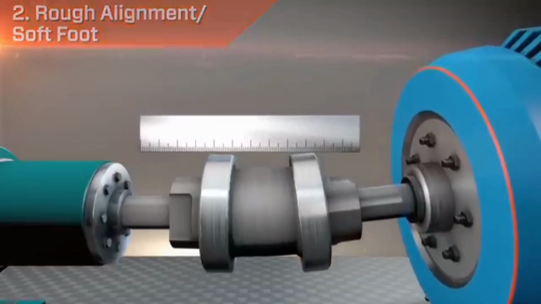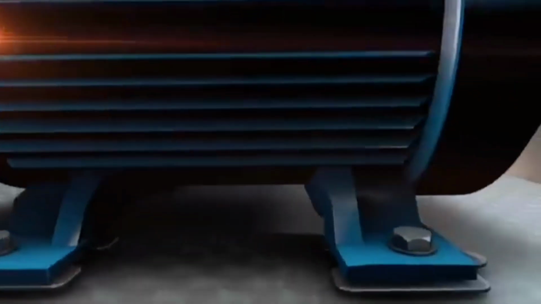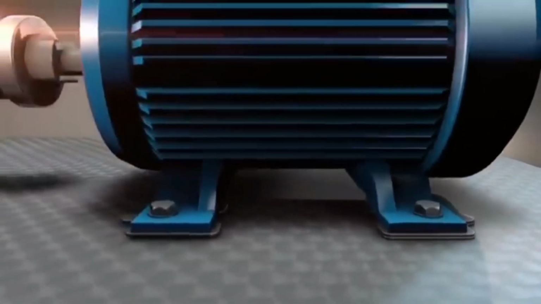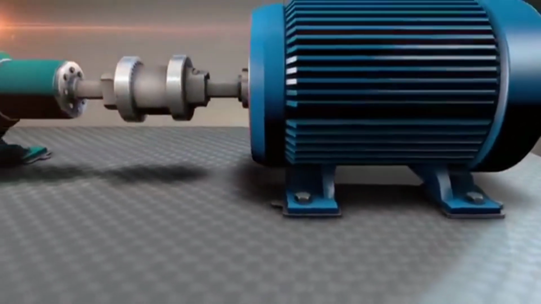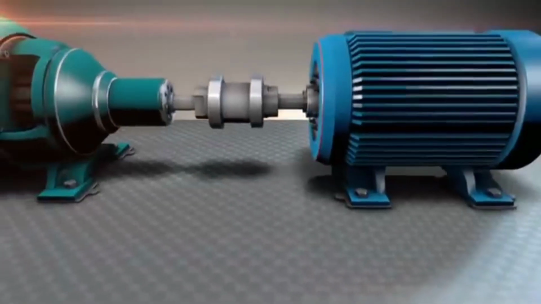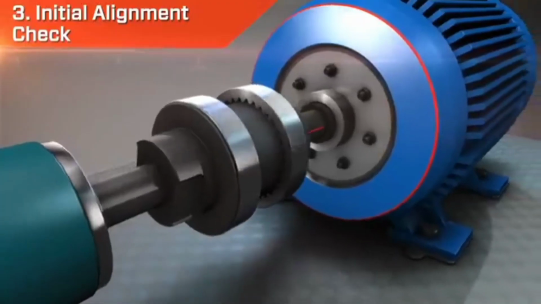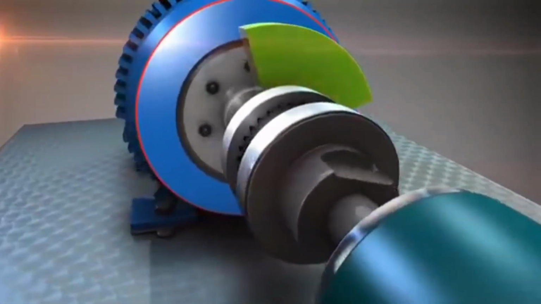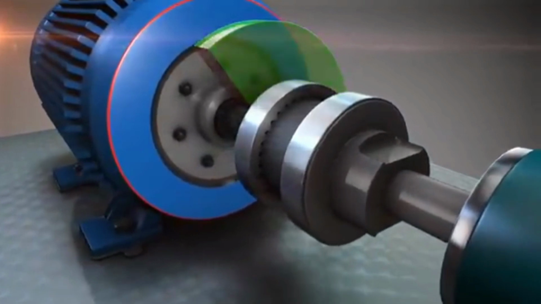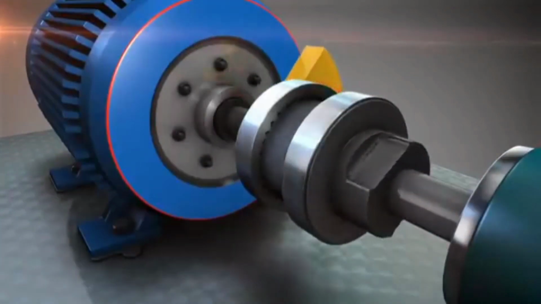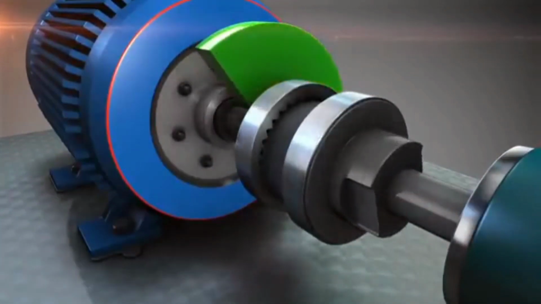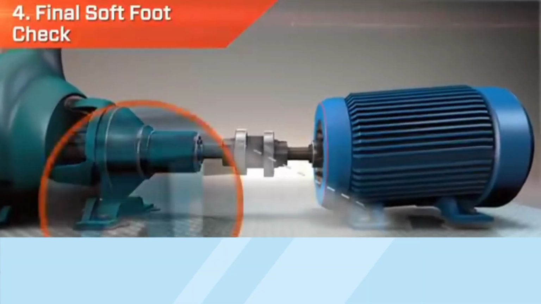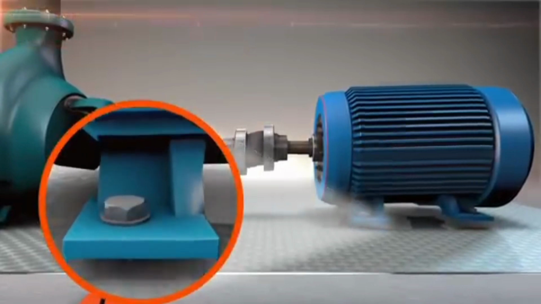Secondly, we perform a rough alignment and rough soft foot correction simultaneously. The goal is to eliminate coupling strain and ensure that the machine is alignable. Now it is time for step 3. The first alignment check with the laser system to ensure measurement repeatability and that the misalignment is less than 15 thousandths at the coupling.